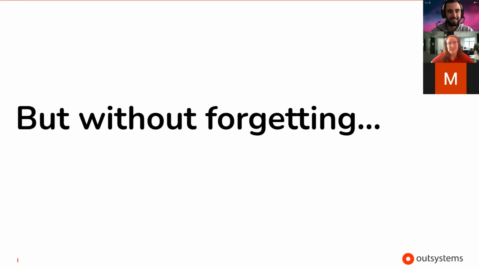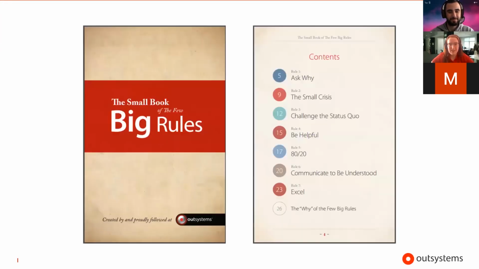So we're almost nearing the end, but don't forget, we never forget our culture. This is actually our book, the small book of the few big rules. And this is a book that is very important for every Outsystems employee. This is the book that really describes the core rules of our culture. This is a book that is available online. If you want to check it out, you can just search for it.